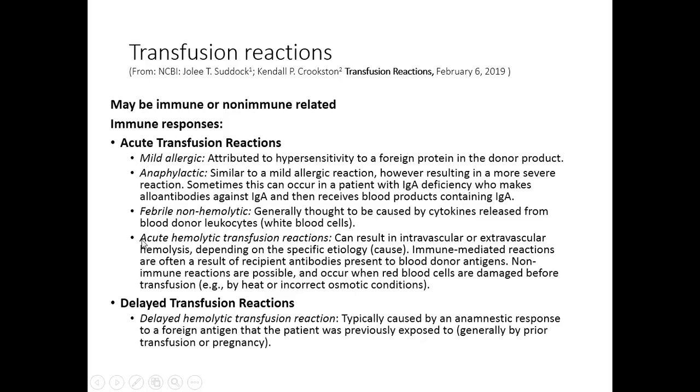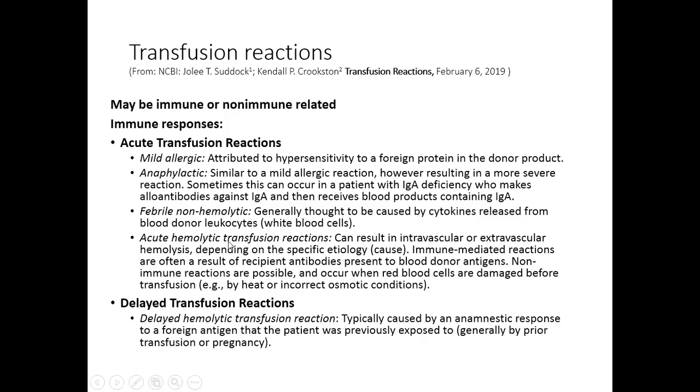The acute hemolytic transfusion reaction. These can be intravascular or extravascular, depending on the mechanism of cytotoxicity that we're talking about. And these are the ones that are antibody-antigen reactions. So you've got antibodies to a donor red blood cell, or vice versa. You could be getting plasma and getting antibodies put into you that are contrary to your antigens.